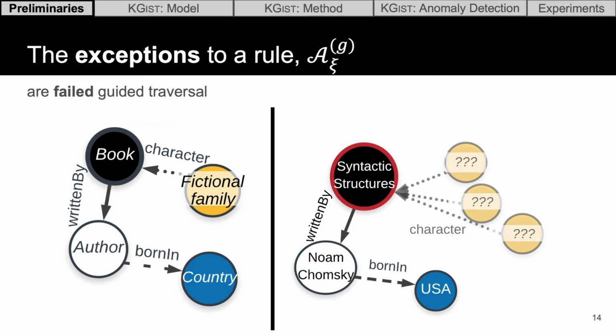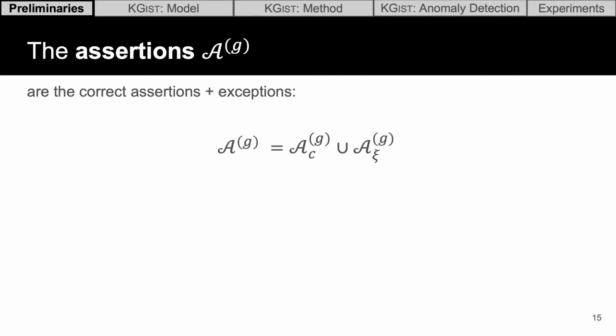However, the rule may not correctly apply to all book nodes. For example, a non-fictional book like Syntactic Structures, since it's non-fictional, doesn't have any fictional family characters. As a result, the rule asserts something about it that's not true for this node, so we call this an exception to the rule. Another way of thinking about it is a failed guided traversal. The total set of things that the rule asserts are the things that it correctly asserts, plus the exceptions to the rule.